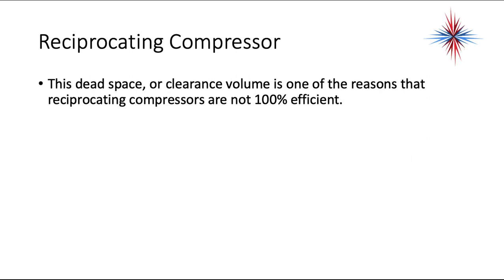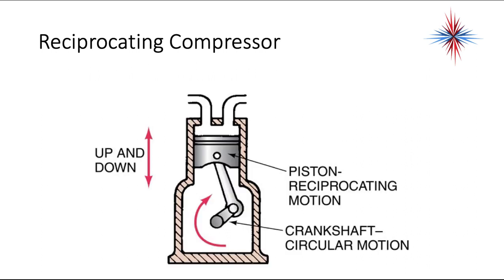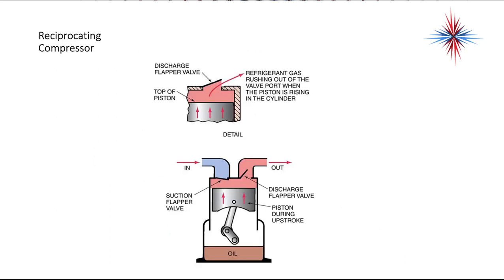This dead space is called clearance volume, and this is one of the reasons why reciprocating compressors are not 100% efficient. So as that motor turns in a circular motion, the crankshaft changes it to a reciprocating motion, and the piston goes up and down. So when the piston is at the top, that discharge valve is open.